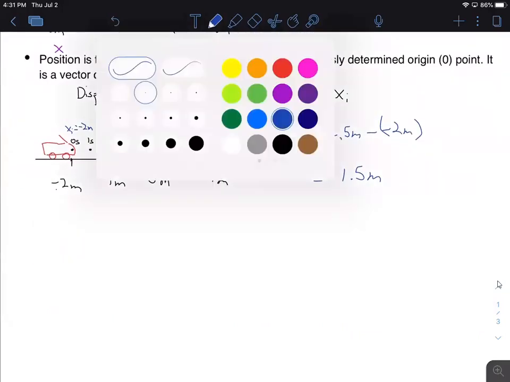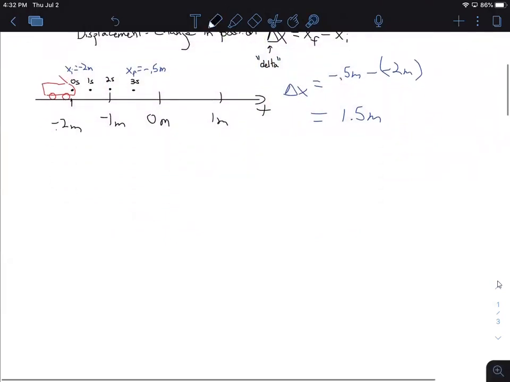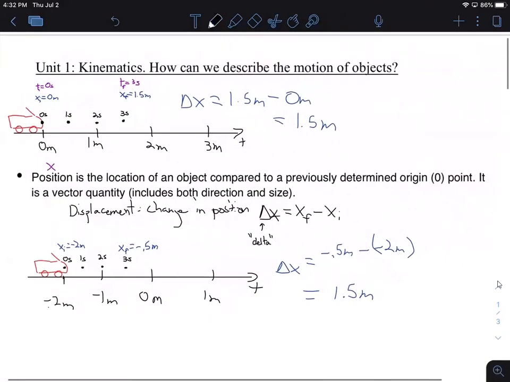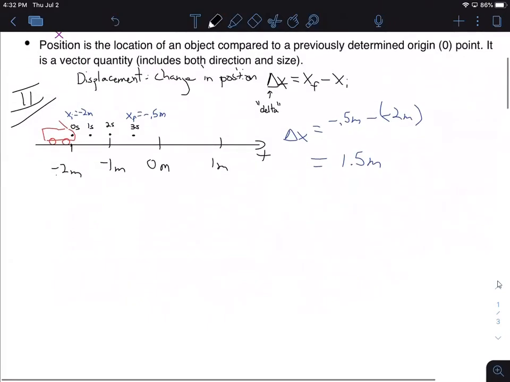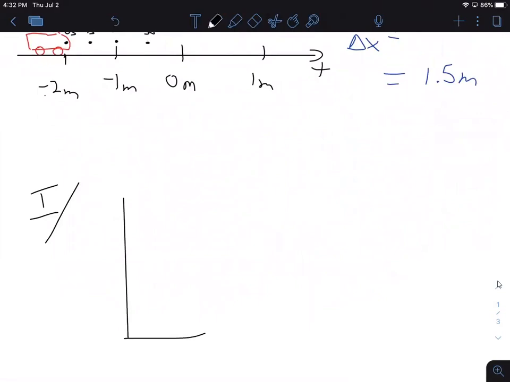Now, another way we could represent the motion is by graphing it. We have two things here: position and time. So we can graph the position and time of this buggy. I'm going to label this situation 1 and this situation 2. They're the same situation, but different ways of measuring it. So let's graph what it would look like if we had measured it the first way.